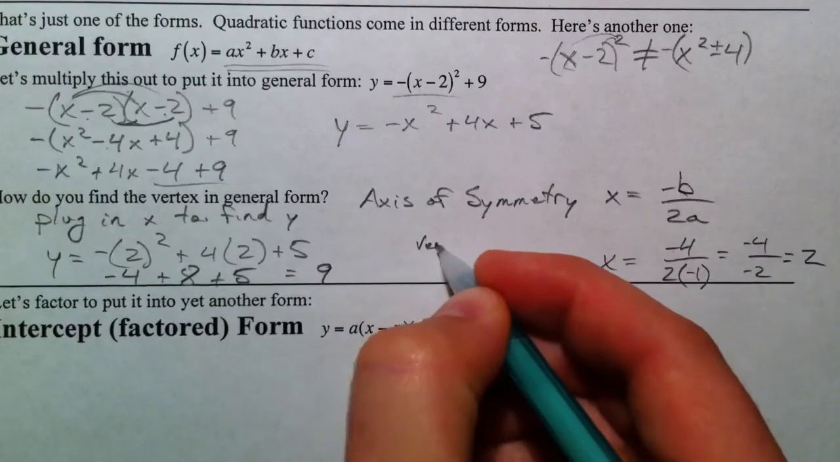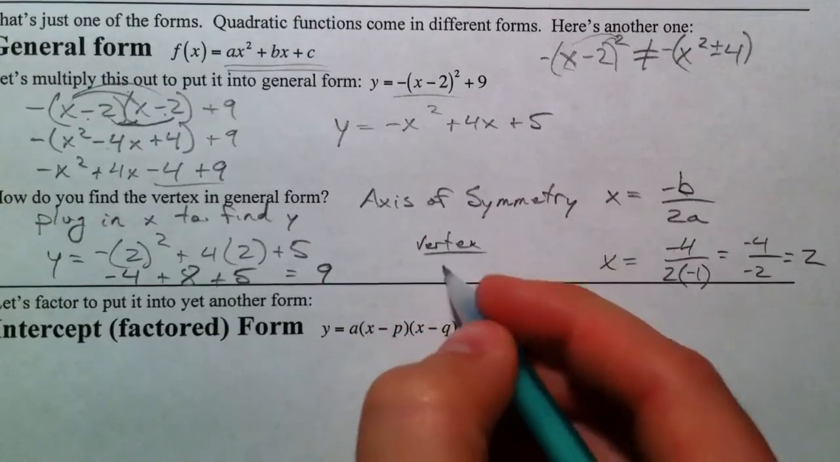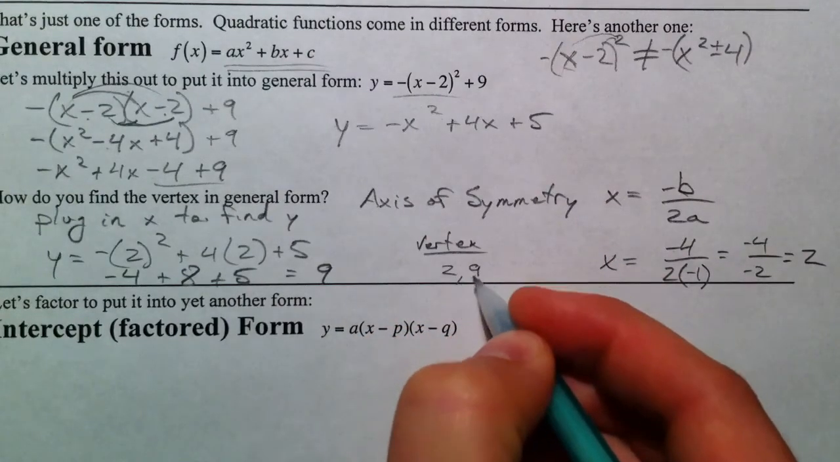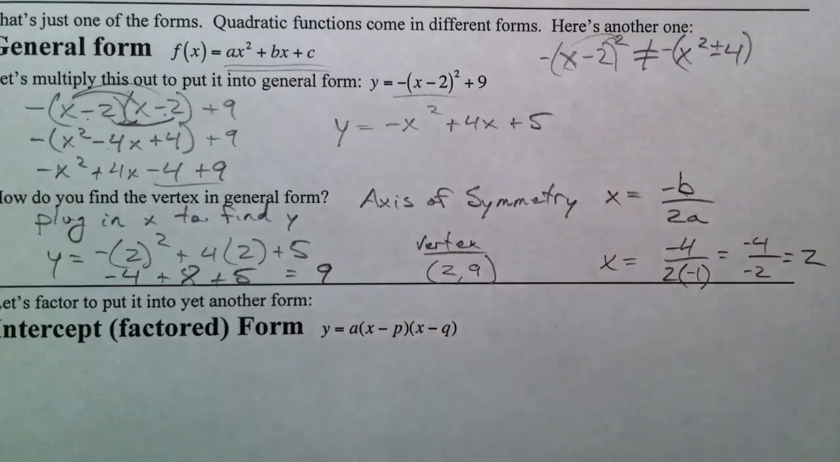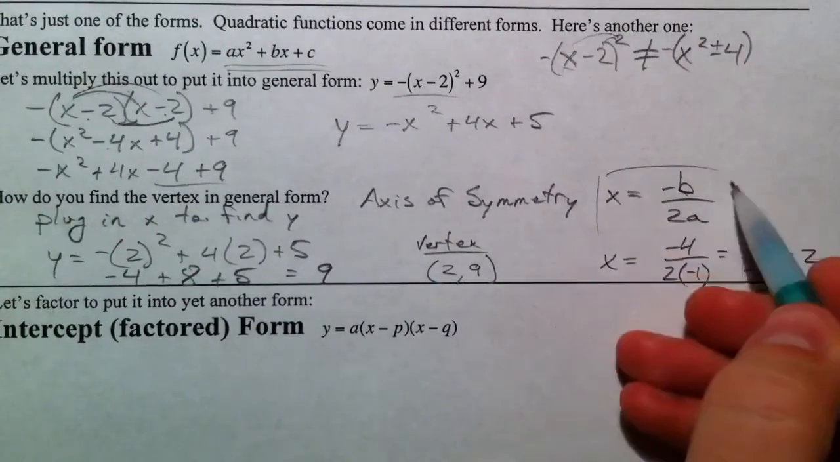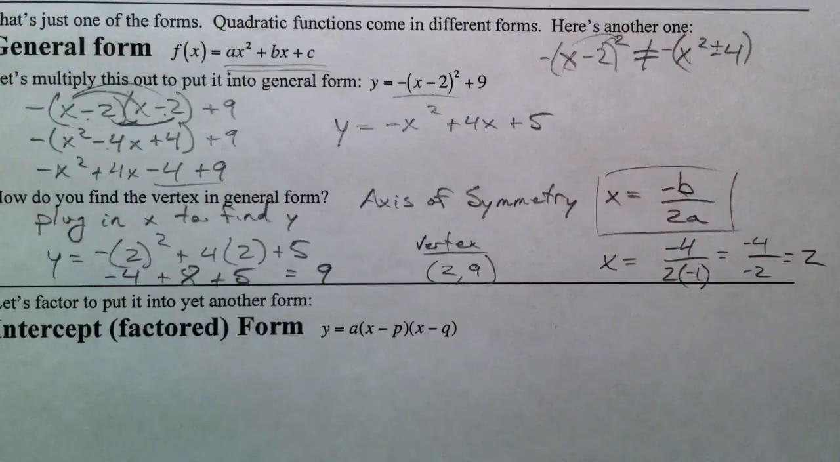So the vertex is 2, 9. And that's what we had before. So the key here is to find the axis of symmetry first, negative b over 2a.